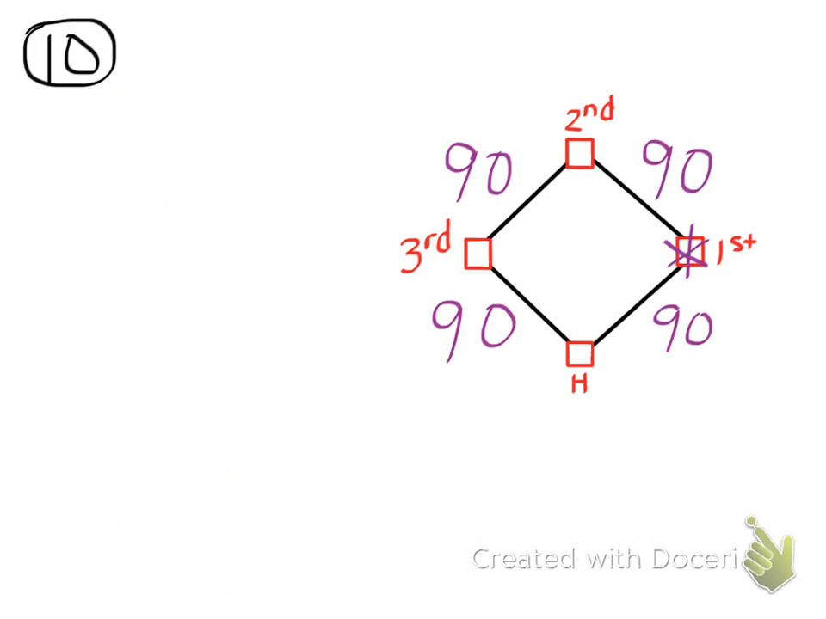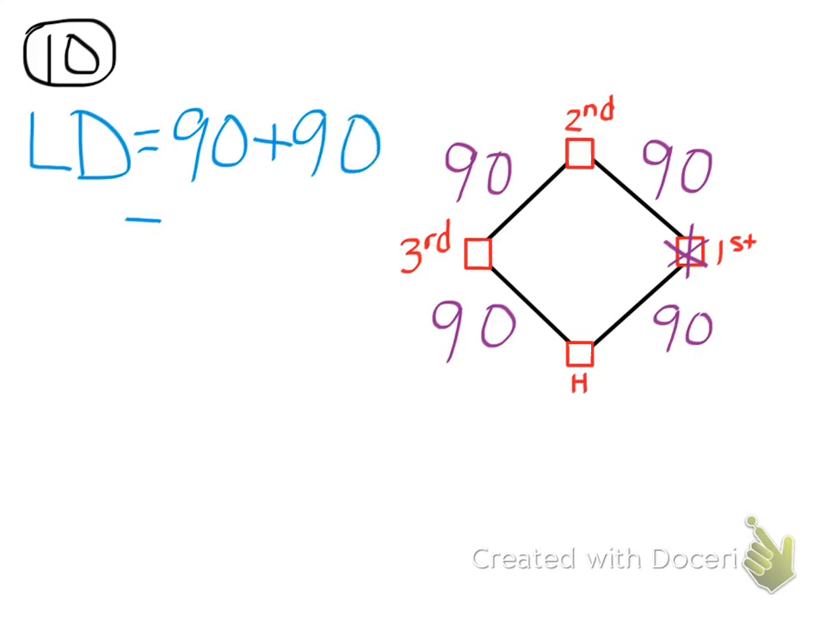Alright, so we're going to start at first base. And we're going to take the long distance from first to second to third. So our long distance is just going to be adding 90 plus 90. And that's going to equal 180.